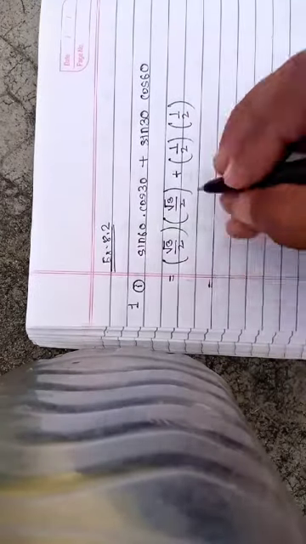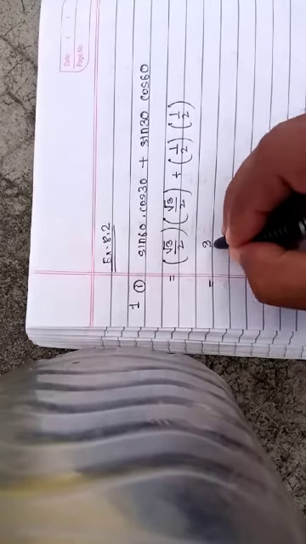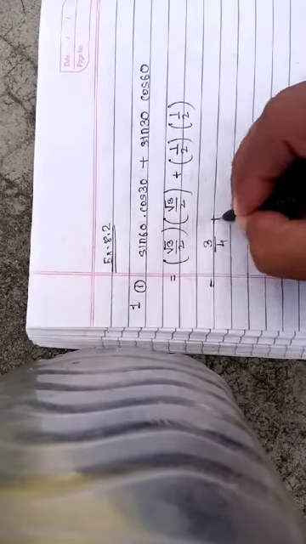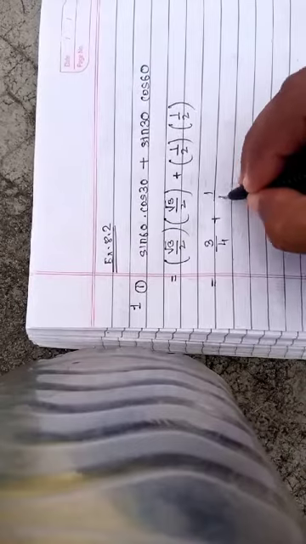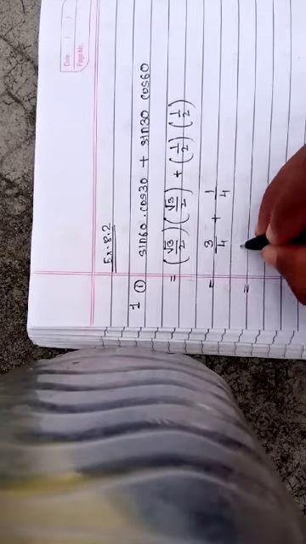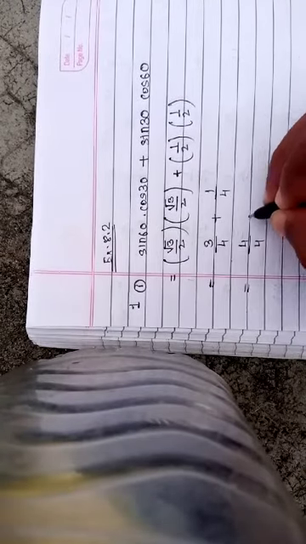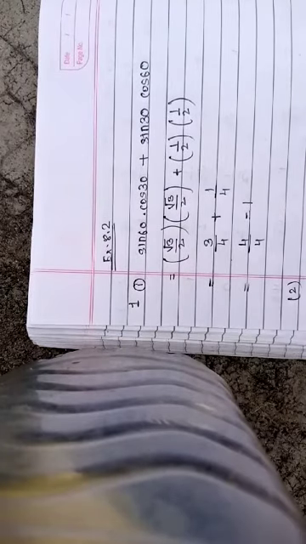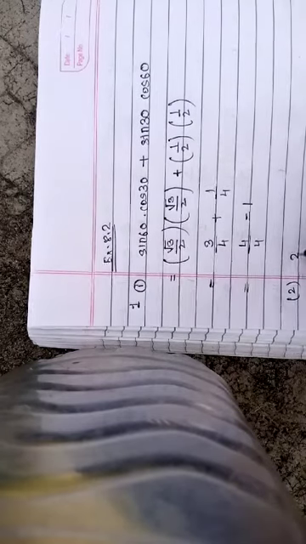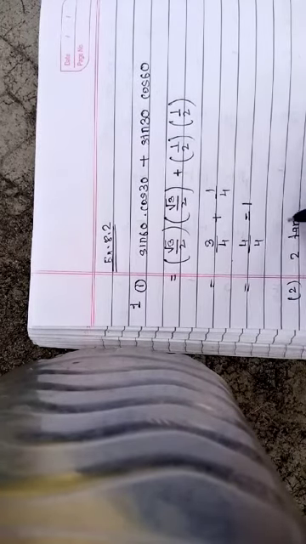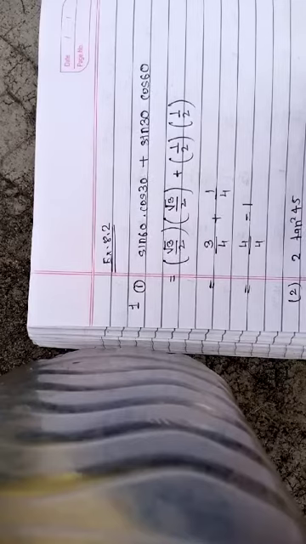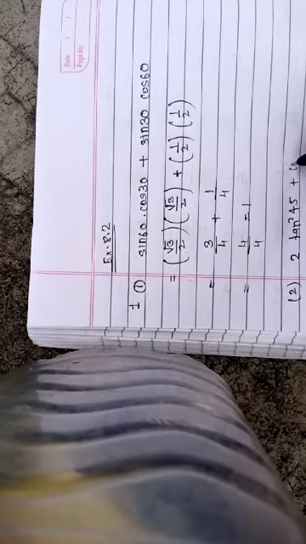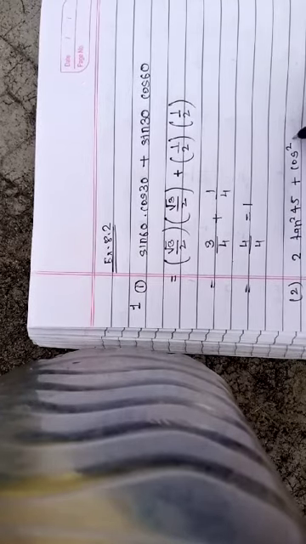So now we can multiply root 3 into root 3, which will give you 3 upon 4, plus 1 upon 4. So this will become 4 upon 4, which will give you the answer 1. Okay, this is very easy. We only require the table. Try to remember the values, then it will become very easy.